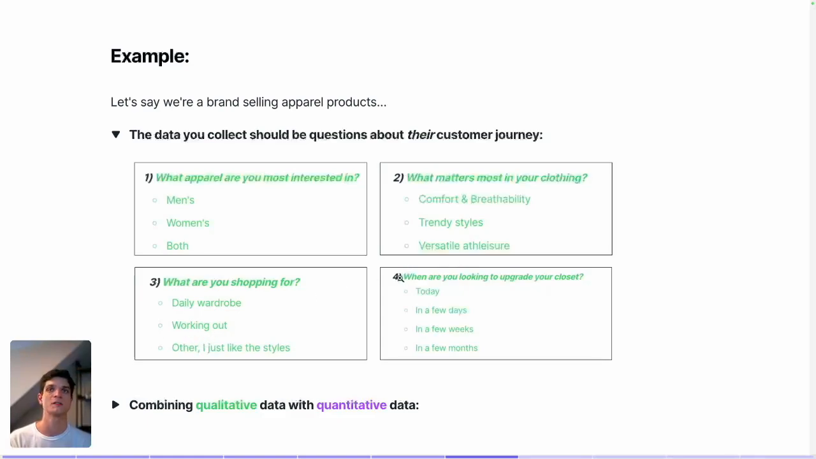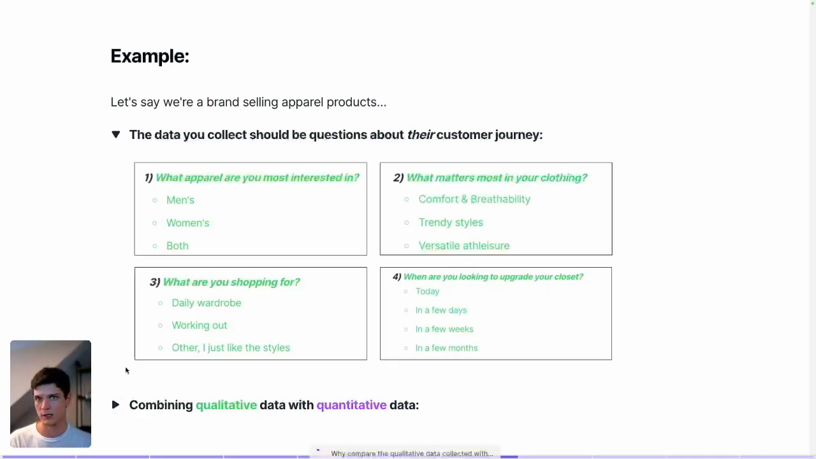And then number 4, this is an important question to ask regardless of the types of products that are being sold, because it gives you an idea of someone's timeline for purchasing. And you want to be able to find people who are in buy mode, so to speak, or today, in a few days, people who are ready to purchase the types of products that you sell. So when are you purchasing, when are you looking to upgrade?